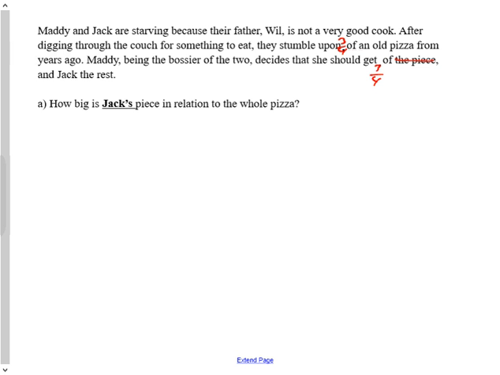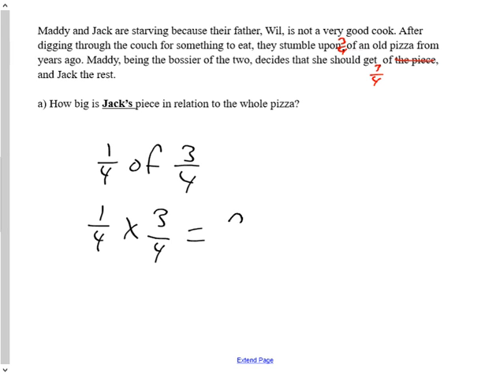So does Jack get 3/4 of the old pizza? No. He only gets how much? 1/4. So Jack will receive 1/4 of the 3/4 of a pizza, right? When I translate it into words, he's getting 1/4 of the 3/4. And when I multiply it out, Jack would only be receiving 3/16 of a whole pizza. Okay, 3/16 of a whole pizza.